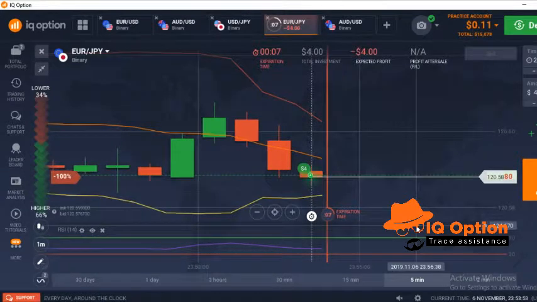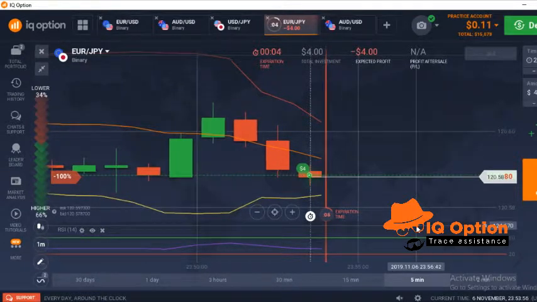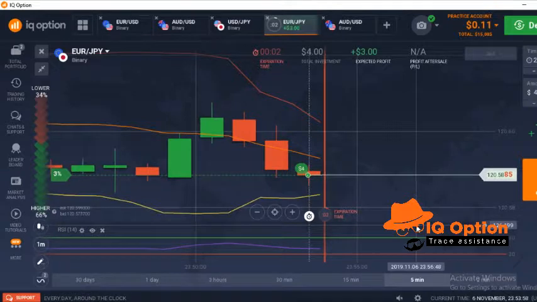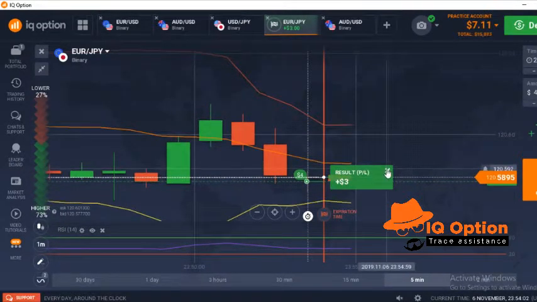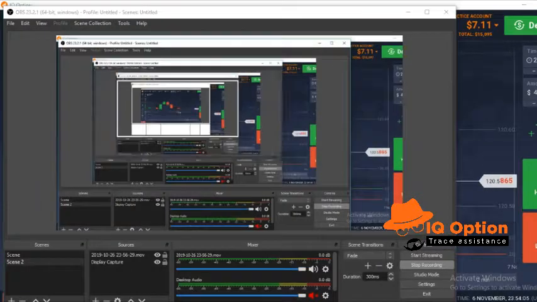We have put $4. We have started with $4, so we want to make this balance go up to 20. Yes, we won that trade, so we earned $3. So we wait for another signal.